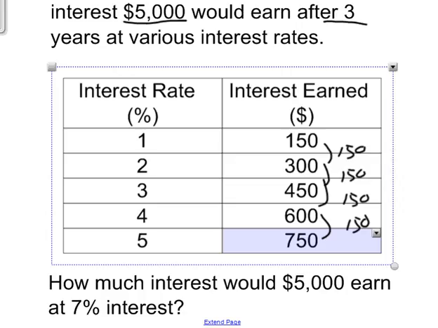So here they're asking us for 7% interest rate. If I went to 6% interest rate, it should be $150 more, or $900. If I go to 7% interest rate, it should be another $150 more, or $1,050.